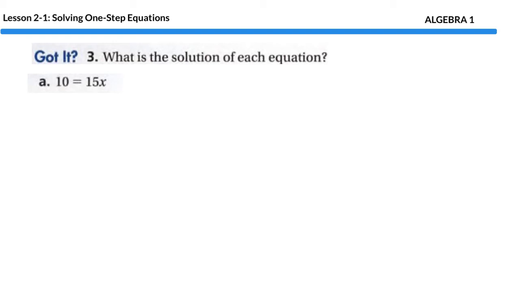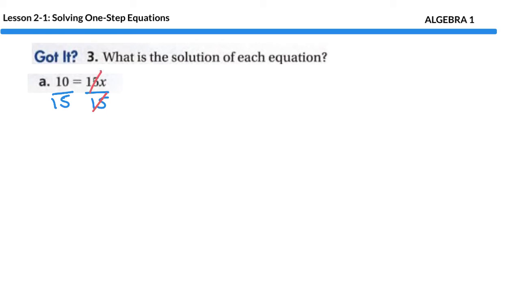So let's go ahead with this. What is the solution of each equation? 10 is equal to 15x. So I need to remove the 15 that is multiplied with x. How will I remove multiplication? By division. So I will divide by 15 on both sides of the equal sign. So what do I get?